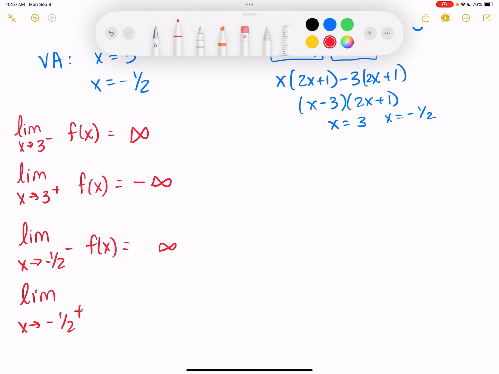Would be like 0.49. And typically you can assume they're going to go opposite directions as a pretty general rule, but it is always good to check, but that one would be negative infinity.